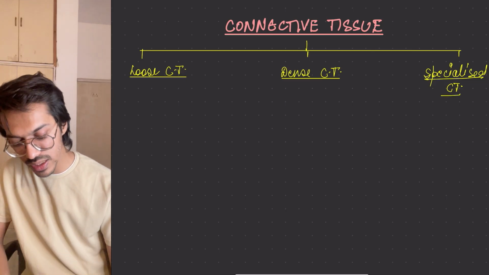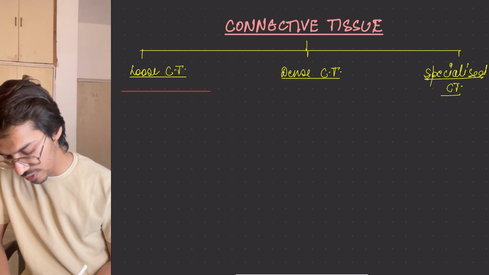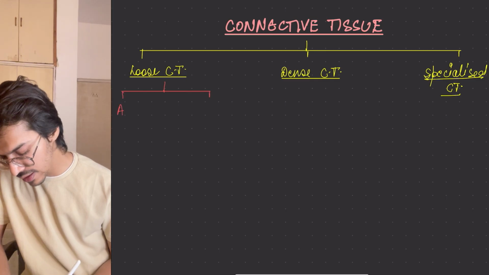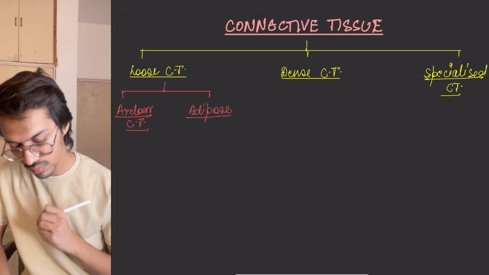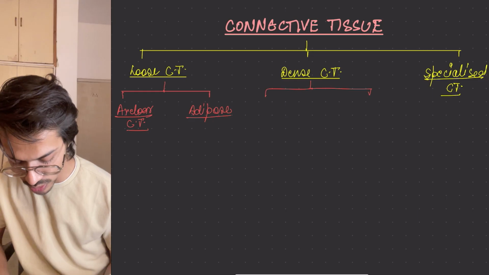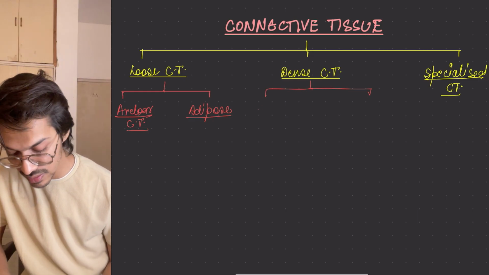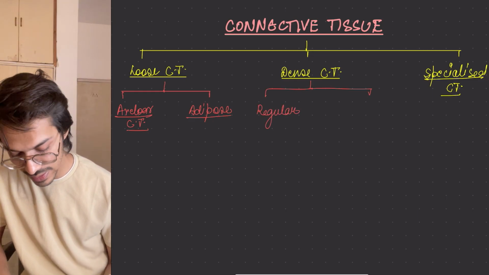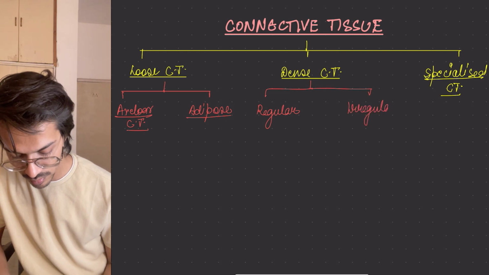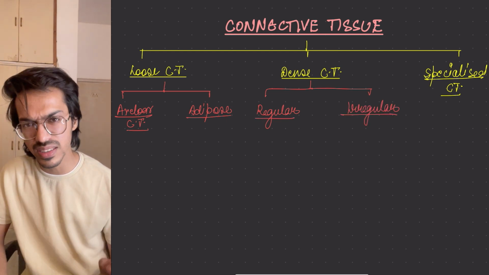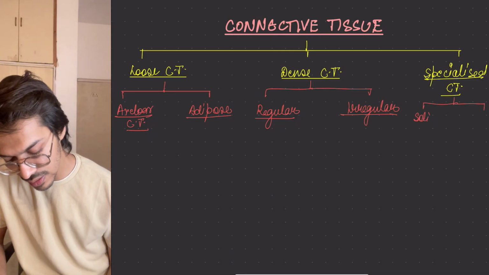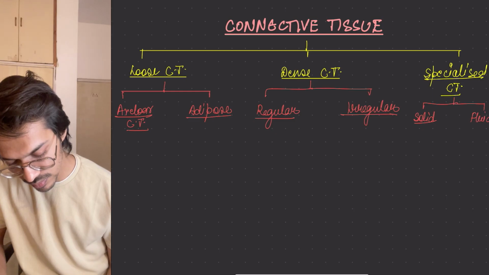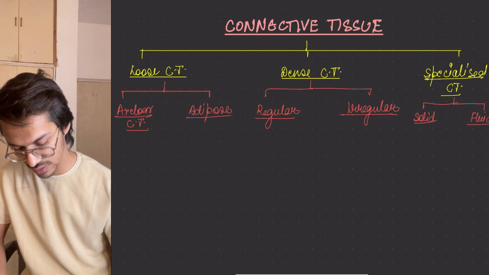Now, your loose connective tissue has two further parts. That is areolar connective tissue and adipose connective tissue. When it comes to dense, they also have two types: dense regular and dense irregular. Just a basic thing and examples. The first most important thing is examples. Specialized connective tissue could be solid, it could be fluid. Let's just see the most important examples.